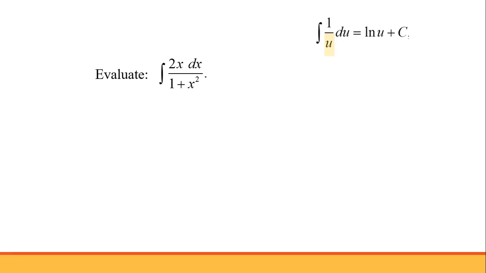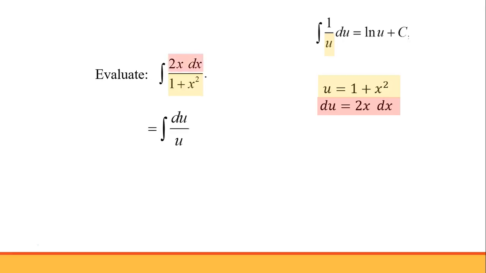The u and the 1 plus x squared are going to be equivalent to each other. So that's our substitution equation. If we take the derivative of u, the derivative of u is 2x dx. And that's exactly what we have in the numerator of our fraction. The 1 plus x squared will get replaced with a u, and the 2x dx will get replaced with a du.